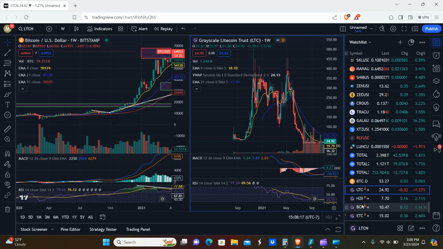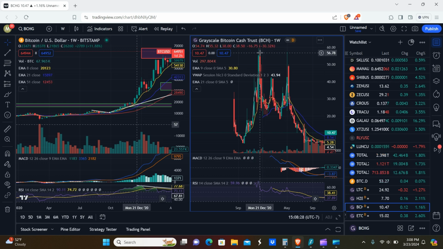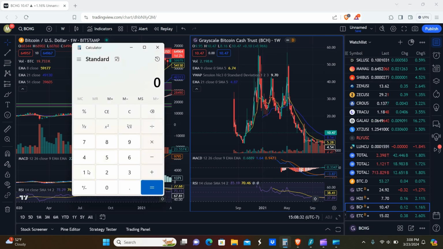Do something similar with BCHG. So you decided you were going to buy down here somewhere. We'll say $11 was your price, and you got out at, I don't know, 55 bucks or something. Let's just say you managed to somehow get pretty close to the top. So basically you would have turned LTCN's 1,000 into 10,000, BCHG's 1,000 into 5,000. So you would have had 15,000 bucks.